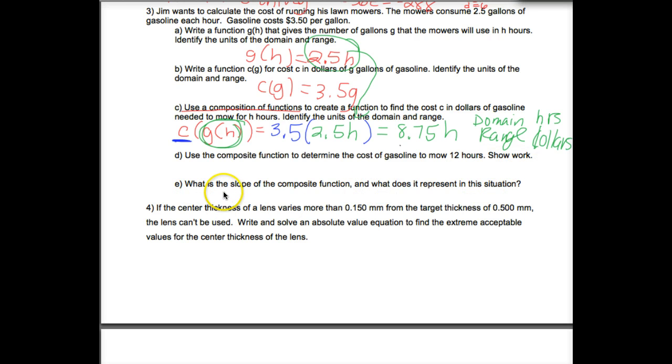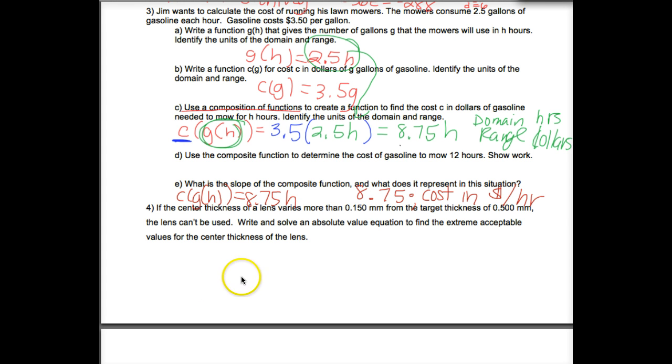What is the slope of the composite function and what does it represent? Again, the composite function is this, C of G of H, which we said was 8.75H. So the slope is the number that's attached to the variable here. So the slope is 8.75. What it represents is the cost in dollars per hour. Because we're getting out dollars and we're putting in hours.